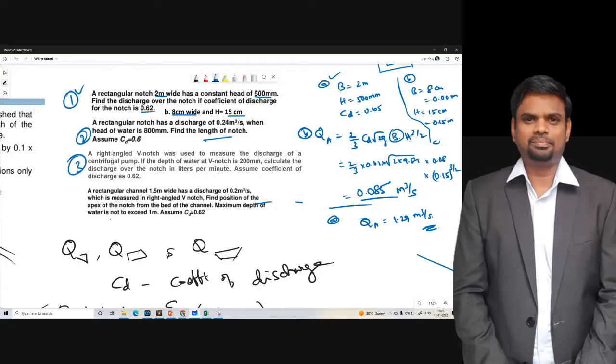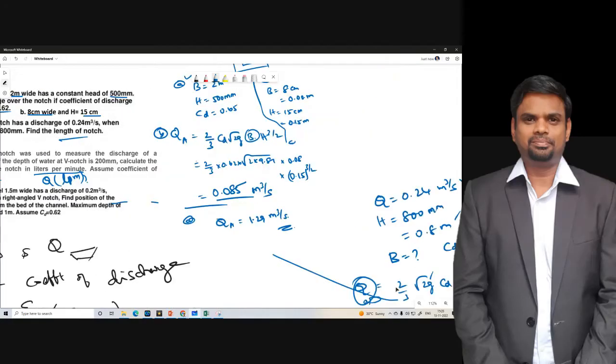Now coming to this problem: a right angled V notch was used to measure the discharge of a centrifugal pump. If the depth of the water at the V notch is 200 mm, calculate the discharge over the notch in liters per minute. So in LPM, what is Q? That is the question. Find Q in LPM. Assume coefficient of discharge as 0.62. Now we can solve this problem.